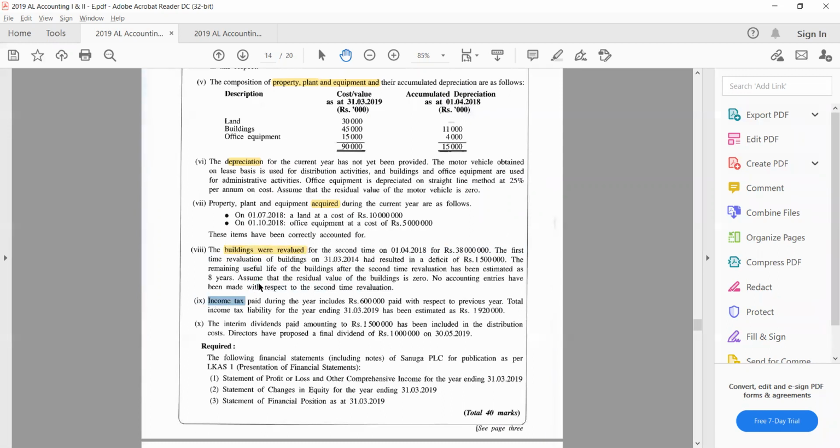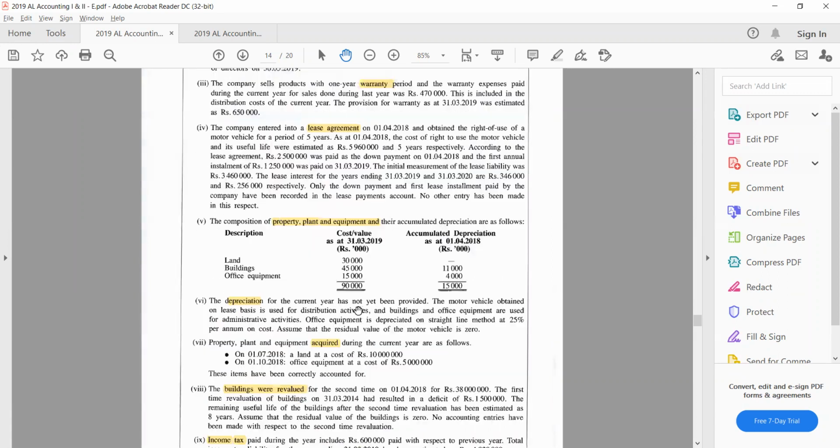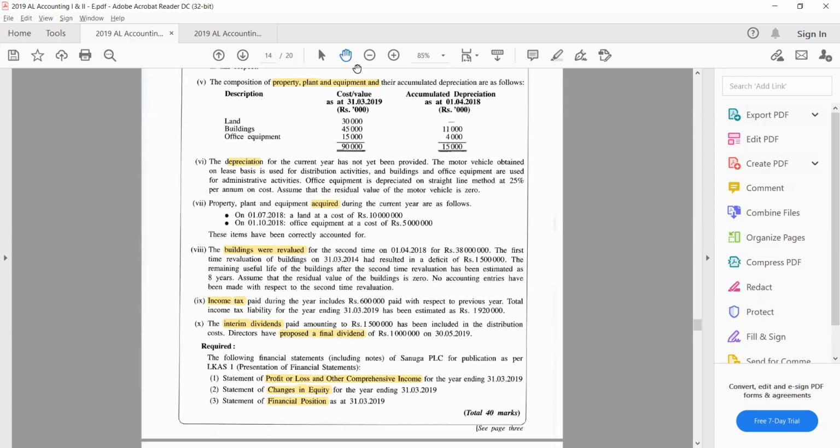income tax, and finally there is an interim dividend and proposed final dividend. Required: profit and loss and other comprehensive income, changes in equity, and the statement of financial position. So let's draw the format for these three workings.